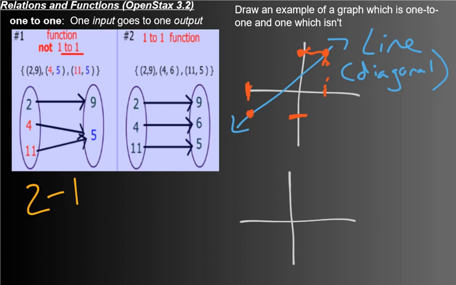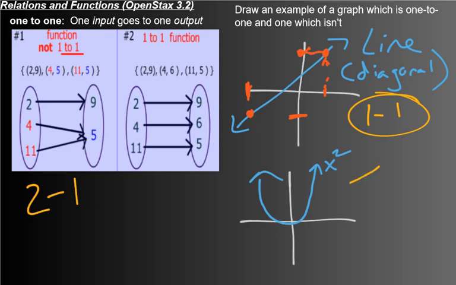So this one is 1-to-1. Something that's not 1-to-1, let's take a quadratic. So if I take x squared, this one down here would be 2-to-1. And it's 2-to-1 because I could take something like negative 2, and I could take 2. And if I square negative 2, I get 4, right? And if I square 2, this is a bad picture, but I also get 4, right? So 2 different inputs are going to the exact same output. So we would call this thing 2-to-1.